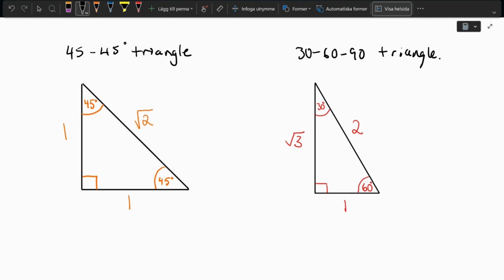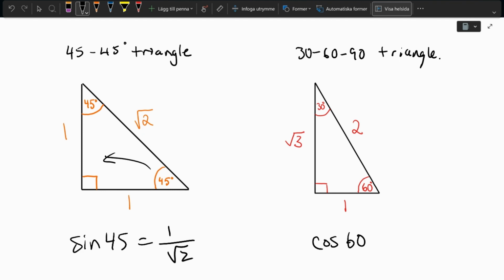So these are really good to remember because, for example, someone comes to you on the street and says, hey, what's the sine of 45? Well, you can look at this triangle and say, well, the sine of 45 will be the opposite divided by the hypotenuse. So the sine of 45 is actually equal to 1 over root 2. Someone asked you, hey, what's the cos of 60 degrees? Well, the cos of any angle will be the adjacent side divided with the hypotenuse. So the cos of 60 will be 1 divided by the hypotenuse 2.